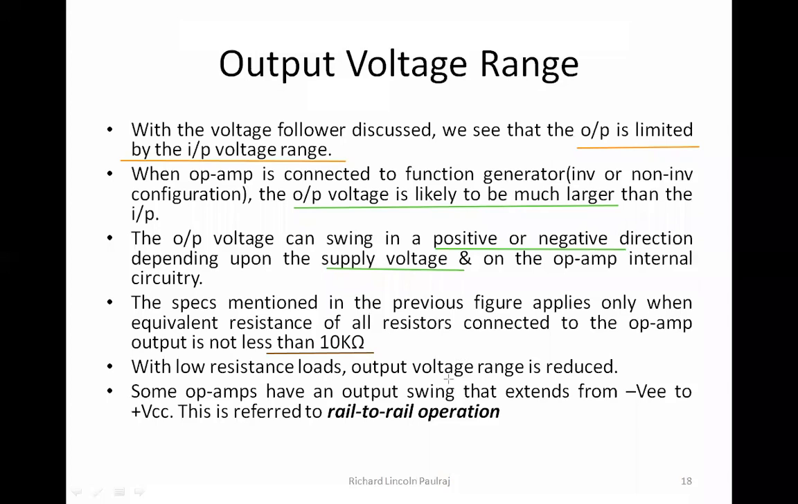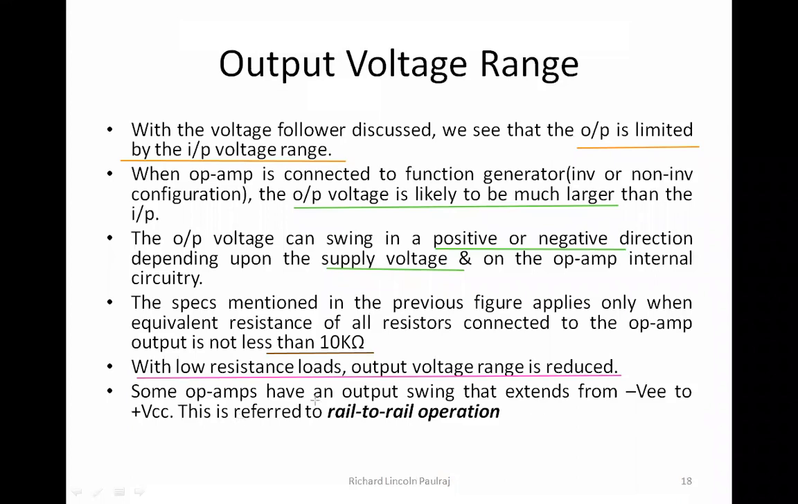Now, an important concept that you will have to note down is that with low resistance loads, the output voltage range is reduced. If I have lower resistance, there is much more probability of currents flowing in, so the output voltage range is reduced. I don't have to really give a large range because the resistance is too low. So with less potential difference, I can achieve my output.